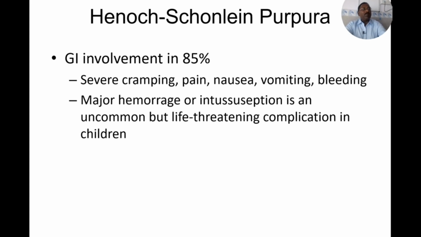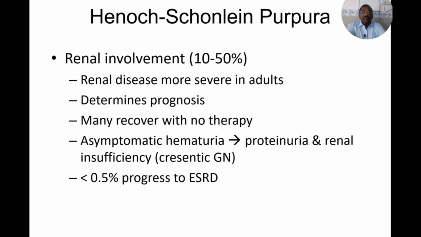Here the GI involvement is about 85%. Severe abdominal cramps, abdominal pain, nausea, vomiting, maybe upper gastrointestinal bleeding or lower gastrointestinal bleeding. Major hemorrhage or intussusception is an uncommon but life-threatening complication in children. Renal involvement is 10 to 50%. Mostly the GI involvement here, 85% in HSP.